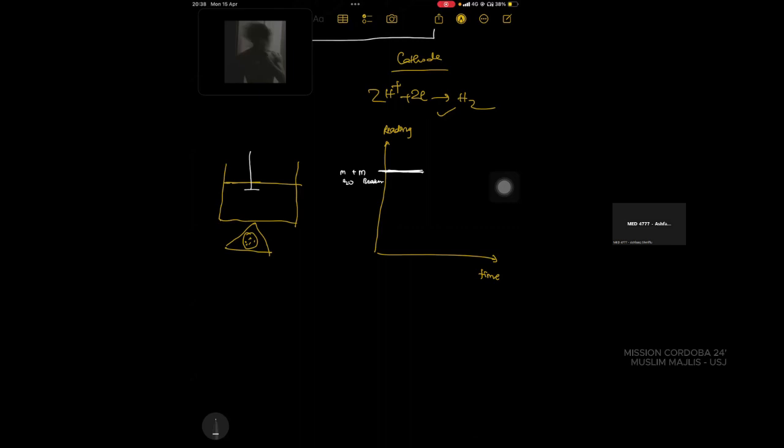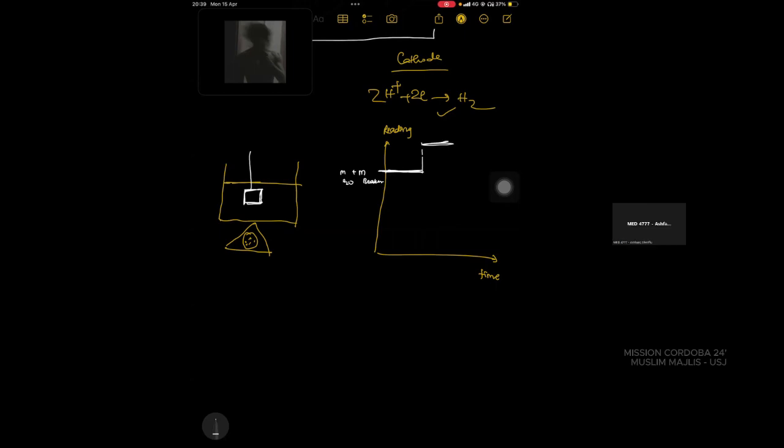Now, I'm inserting a wooden block. If I insert a wooden block, what will happen to the mass of the entire system? It'll increase. Why? Because I have inserted a block.